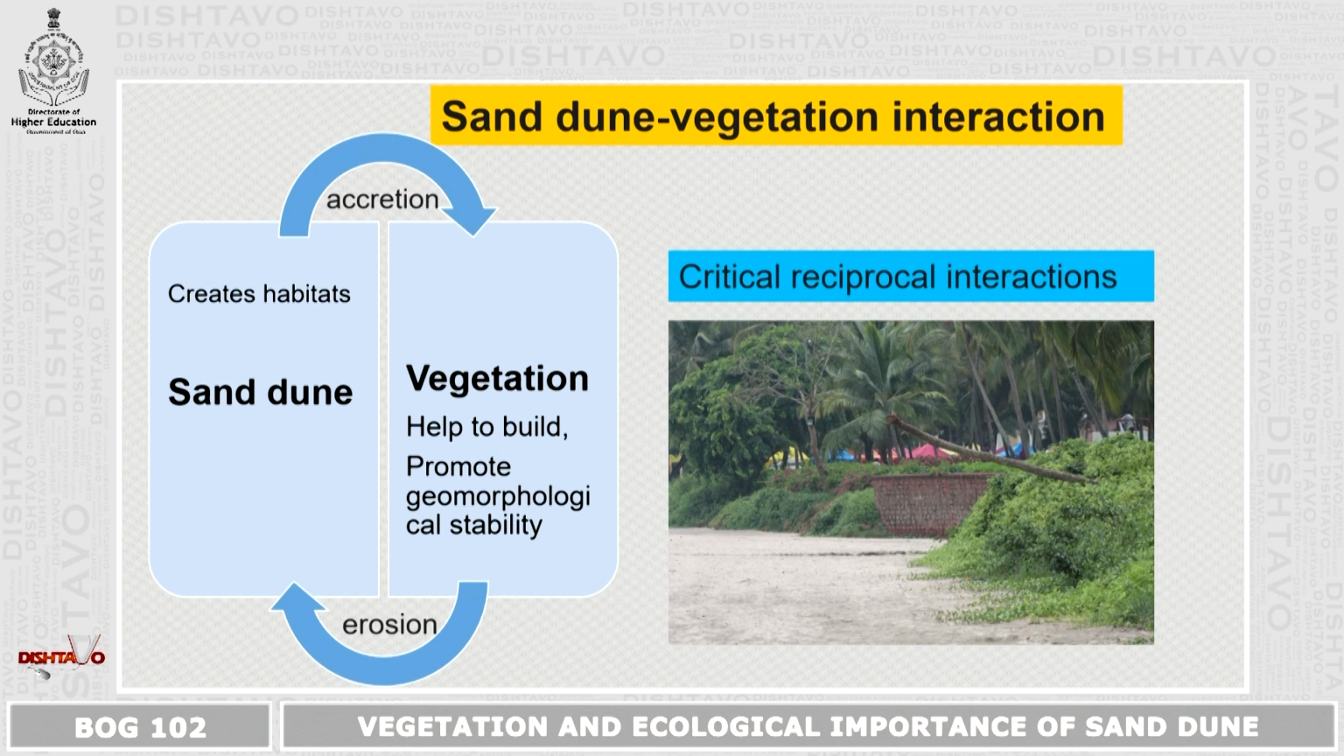And vegetation in return, which we can call as critical reciprocal interaction, vegetation helps the sand dune to build up, and it promotes geomorphological stability in the sand dune. And that is how the sand dune remains in the place. Otherwise, by wind action or by wave action, the sand dunes would have been destroyed.